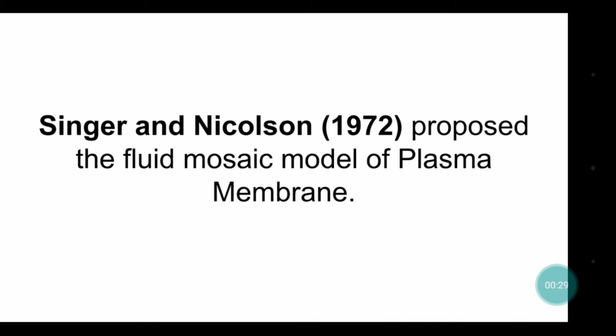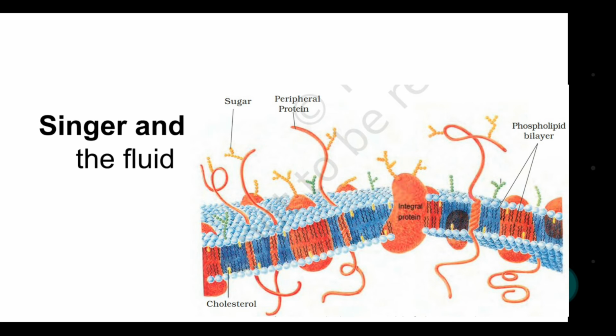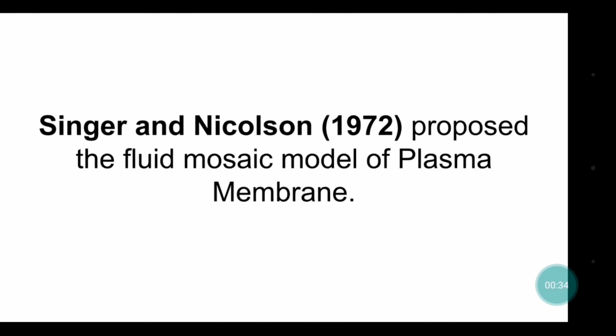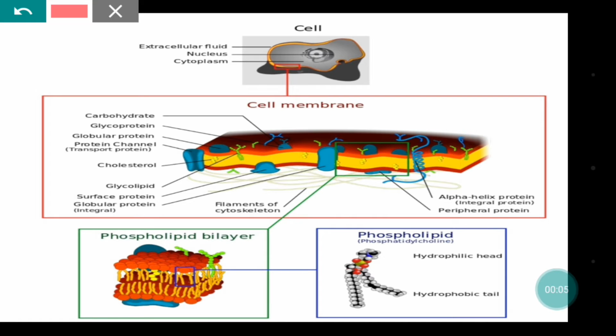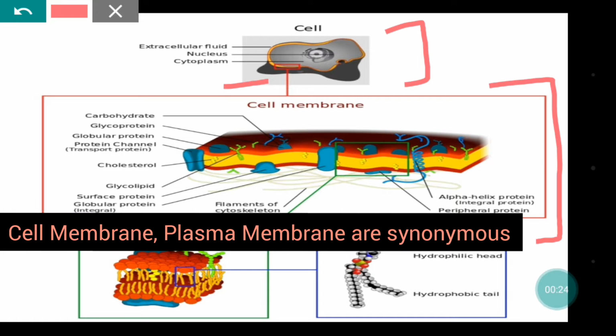Singer and Nicolson proposed the fluid mosaic model of the plasma membrane. Why is it called the fluid mosaic model? We will see it later. First of all, we should study its structure. Here in this picture, you can see this is a cell and this marked one is the cell membrane, and this is the elaborated picture of the cell membrane and its components.